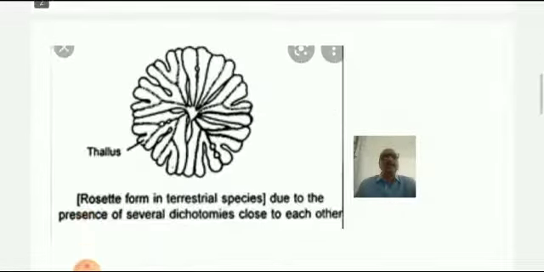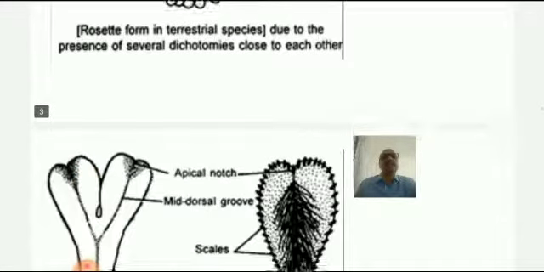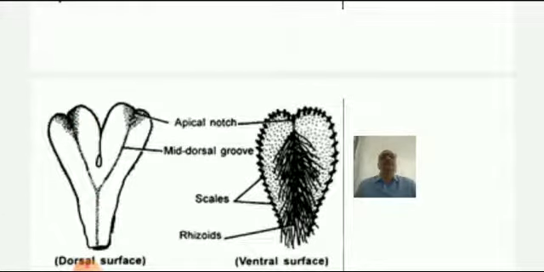In this diagram, you can see the rosette form of the Riccia thallus. The thallus is usually green in color. Each thallus is provided with a midrib on the dorsal surface. In this diagram, you can see the dorsal surface and ventral surface of the Riccia thallus.